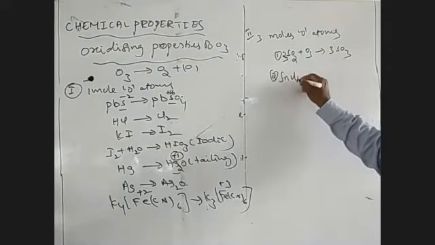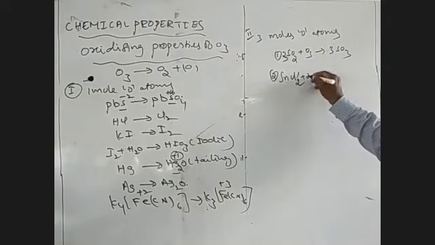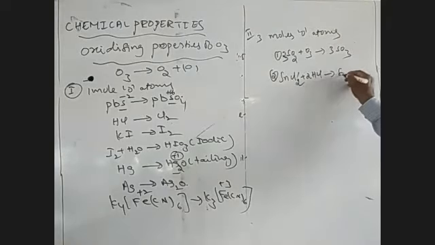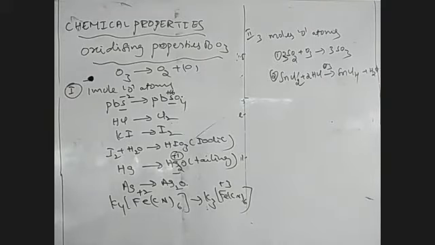SnCl2 is oxidized to SnCl4. In this process, all the oxygen atoms are used for oxidation. Here the oxygen can be eliminated in the form of a water molecule.